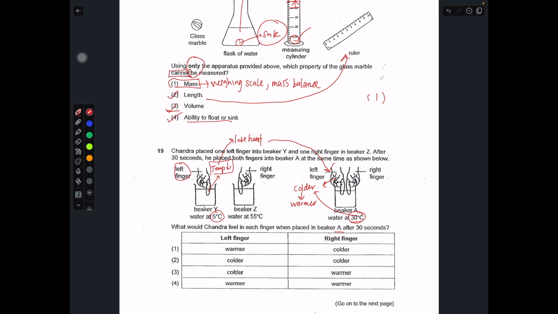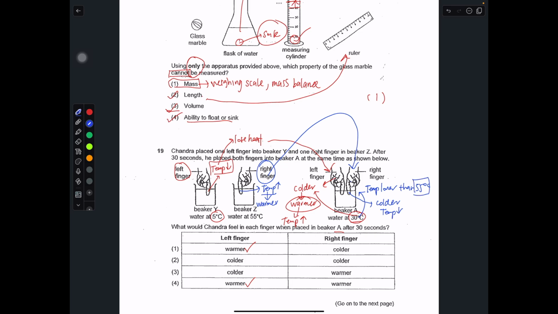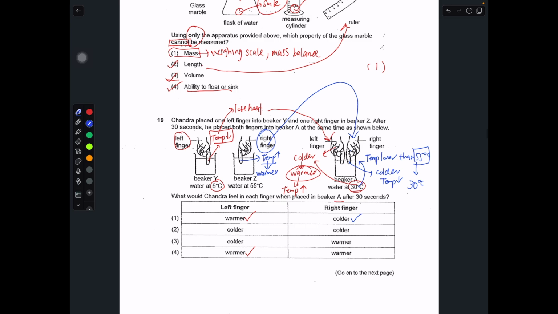Why do you feel warmer? Because your temperature is increasing. You're moving from cold water to hot water. So this one is either 1 or 4. Then with that in mind, if you place your right finger in hot water, your temperature would have increased, and this finger will be way warmer. But when you put it in the temperature that is lower, lower than 55 degrees Celsius, your finger that is already hotter, you will actually feel colder, because your temperature decreases as you went from 55 all the way to 30 degrees Celsius. So your right finger will feel colder while your left finger will feel warmer. So the answer is number 1 over here.